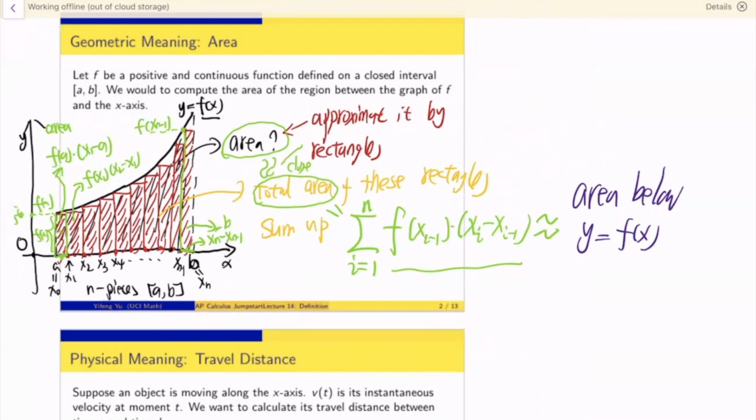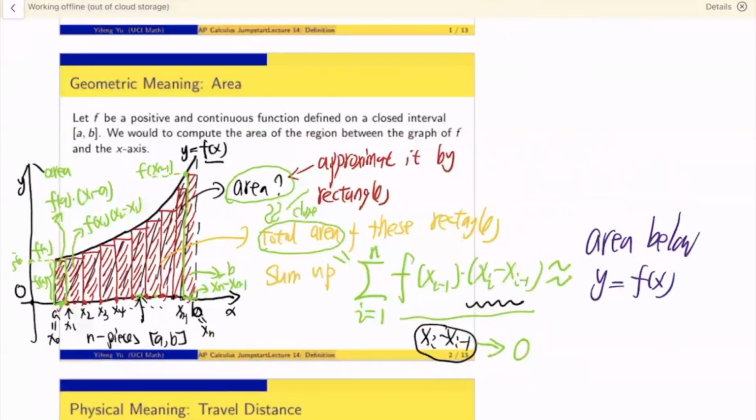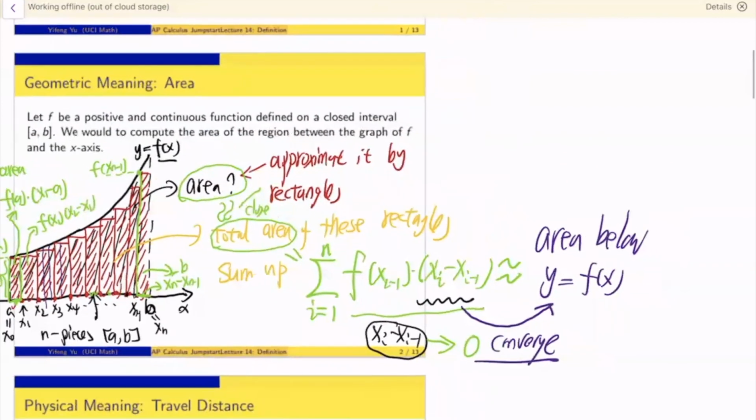And then you see, if I make this one, so this is the length, the width of those rectangles. So if I make this x_i minus x_{i-1}, those things, if I make this go to 0, not exactly 0, but very small, then we'll expect, intuitively, that means I just make the division finer and finer. Then you expect this will eventually converge to the area below the graph.